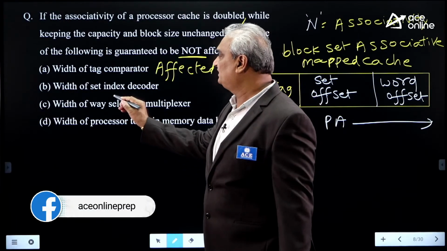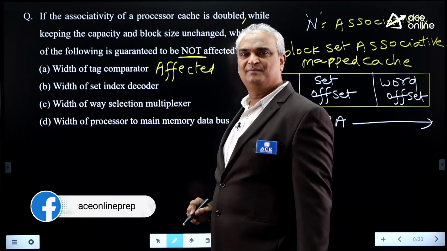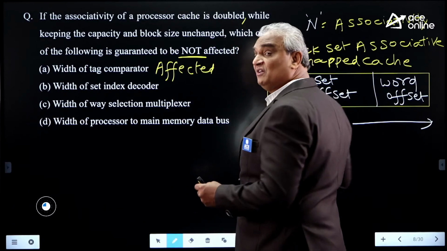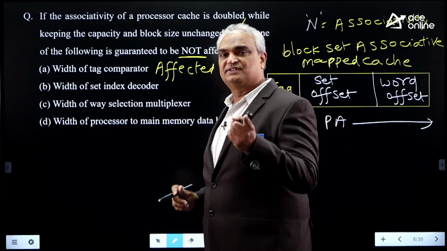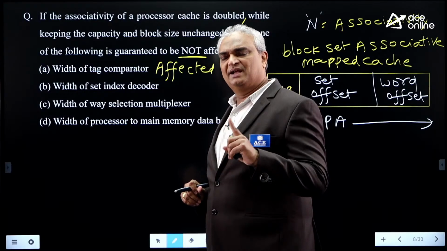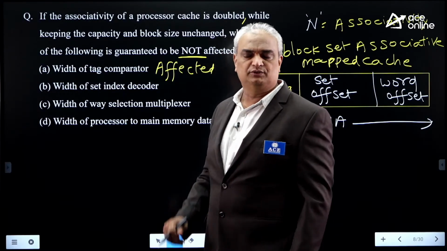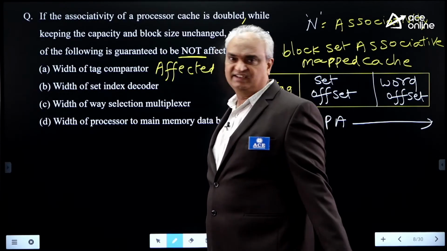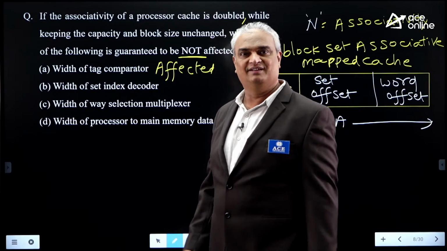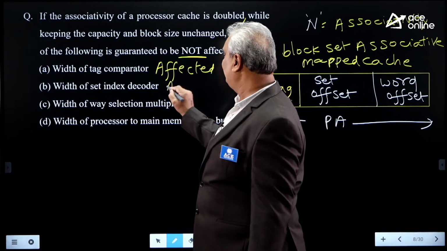Next, width of set index decoder, it also will be changed. Means when number of sets is reduced, size of the set offset decoder also reduced, because set offset decoder is used to select one of the sets. When associativity is increased, number of sets will be decreased, so also affected.